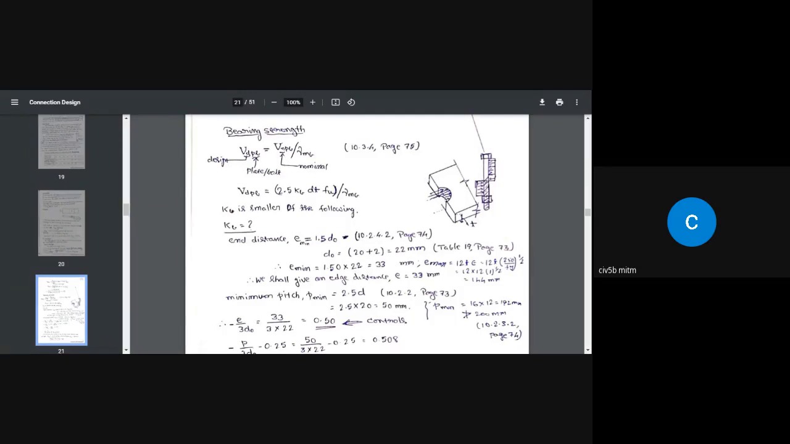So we have four values of kb. Out of those four values, take the least value as the kb value. That value should be substituted here in the formula to get the Vdpb value. Then coming to kb, what is e? e is nothing but the end distance. So end distance is 1.7 times do, where do is the diameter of the bolt hole.